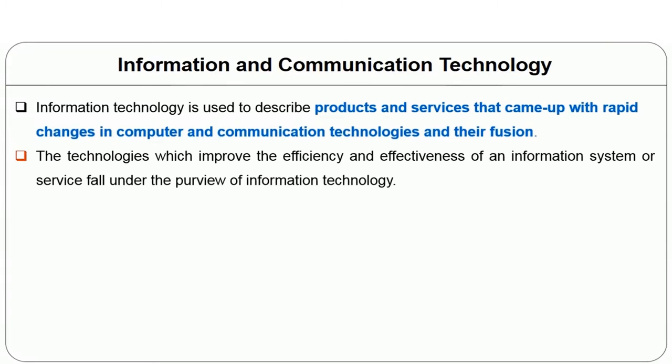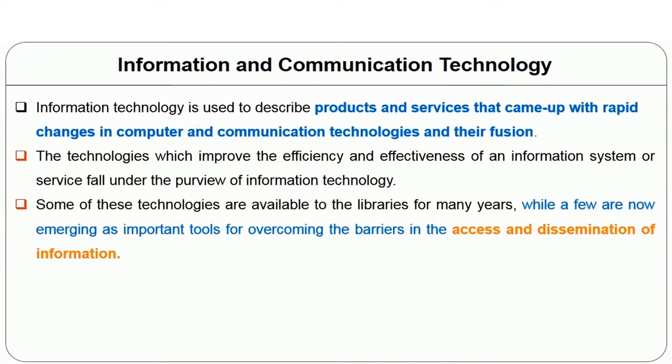The technologies which improve the efficiency and effectiveness of an information system or service fall under the purview of information technology. Some of these technologies are available to the libraries for many years, while a few are now emerging as important tools for overcoming the barriers in the access and dissemination of information.